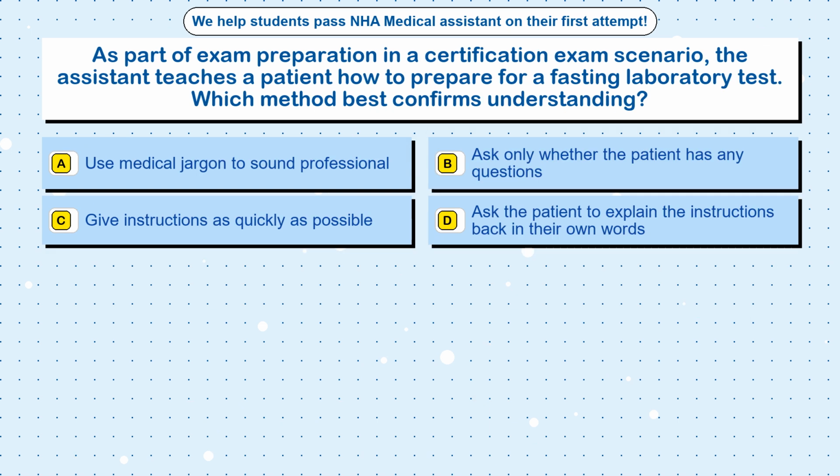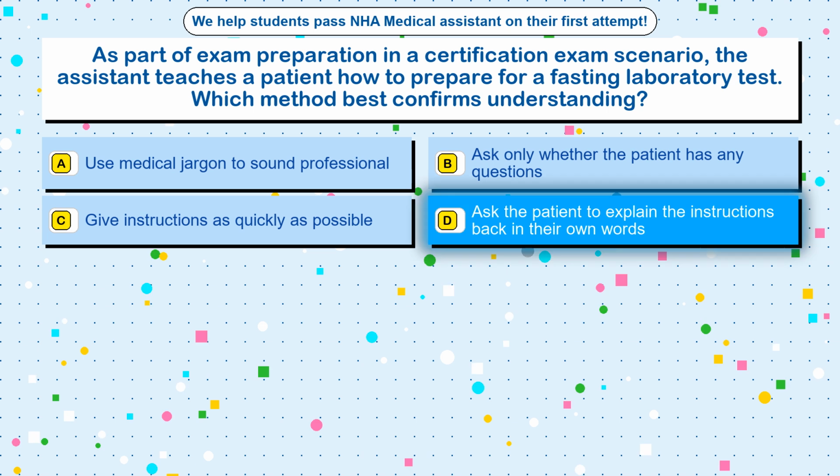Question 99. As part of exam preparation in a certification exam scenario, the assistant teaches a patient how to prepare for a fasting laboratory test. Which method best confirms understanding? Option A. Use medical jargon to sound professional. Option B. Ask only whether the patient has any questions. Option C. Give instructions as quickly as possible. Option D. Ask the patient to explain the instructions back in their own words.